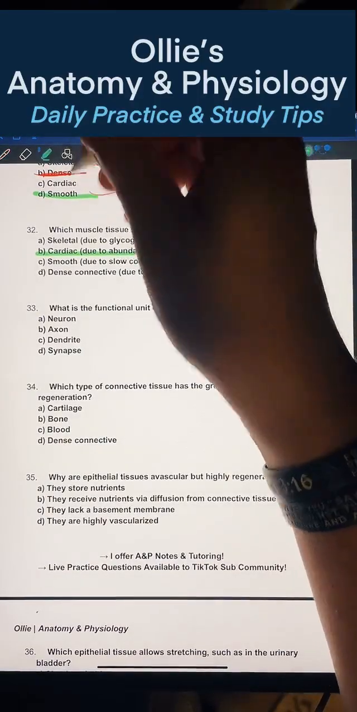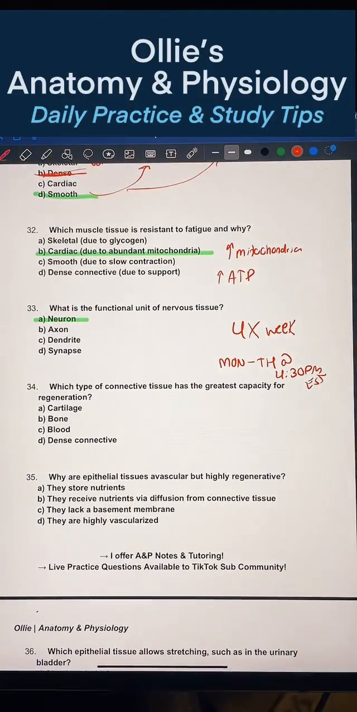Number 33. The answer is A. It's a neuron. Neurons are the basic functional units for receiving, integrating, and then transmitting electrical signals.